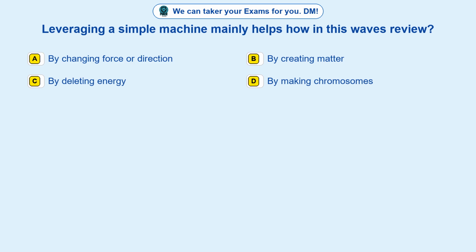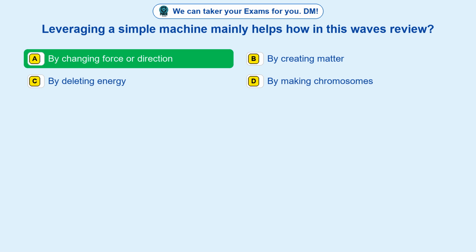Question 63. Leveraging a simple machine mainly helps how in this waves review? Option A, by changing force or direction. Option B, by creating matter. Option C, by deleting energy. Option D, by making chromosomes. The correct answer is option A.